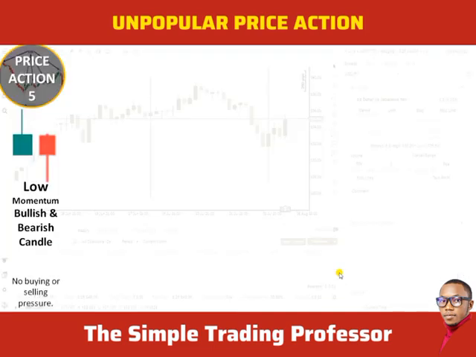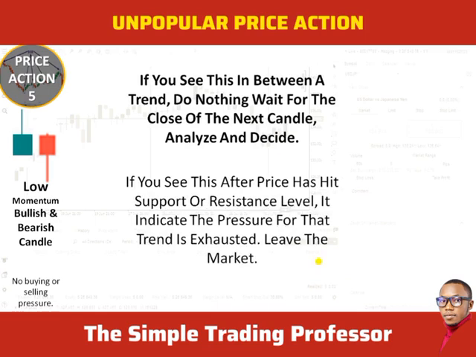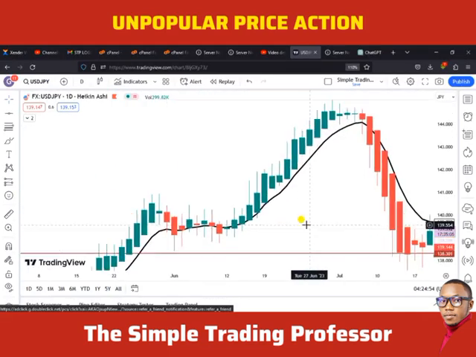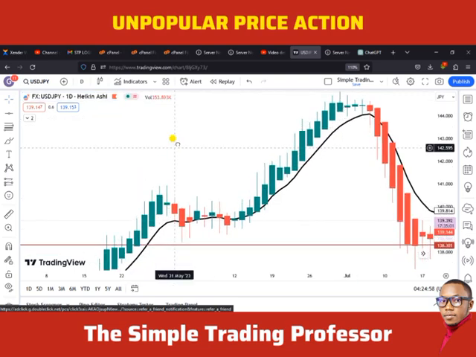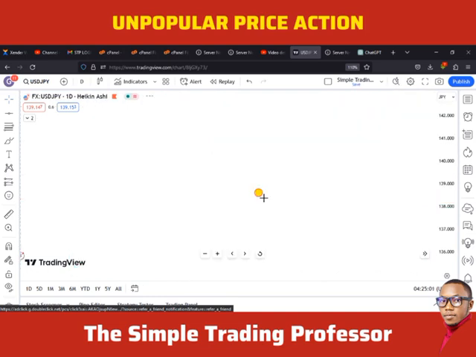So when you see a low momentum bullish or bearish candle that signifies no buying or selling pressure, what do you do? If you see it in between a trend, do nothing. Don't do anything. Wait for the next candle and analyze. Let me find a situation where that occurs, a low momentum candle in between a trend.